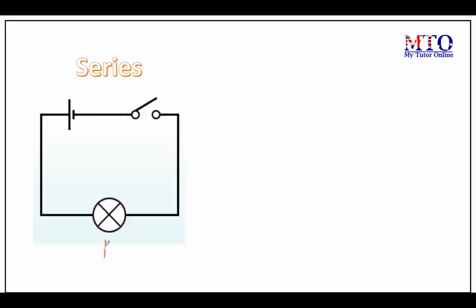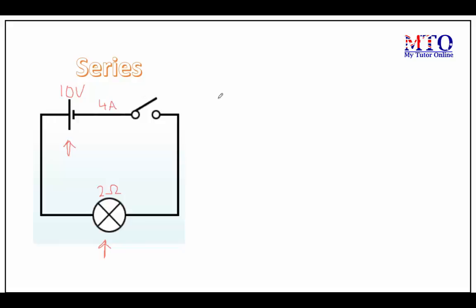This is our example light bulb and this is our example power supply. Let's ignore this switch for the moment. Let's assign some values to this circuit. Let's have the total voltage for this circuit as 10 volts. Let's have the resistance for this light bulb as 2 ohms. And let's have the total current of this circuit as 4 amps.